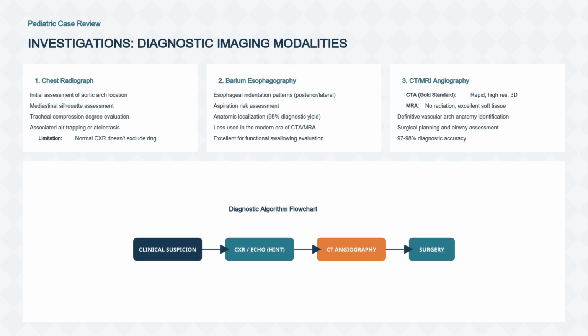For diagnostic investigations, a chest radiograph may show a widened mediastinum or tracheal deviation. While barium swallows are excellent for evaluating functional swallowing, computed tomography or magnetic resonance angiography remain the definitive gold standard. These provide rapid, high-resolution, three-dimensional imaging that is absolutely essential for comprehensive surgical planning.